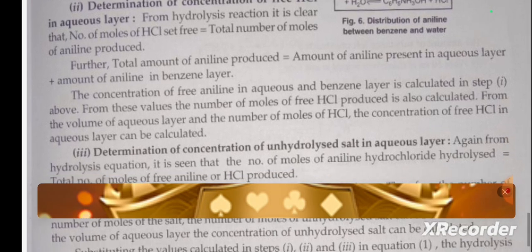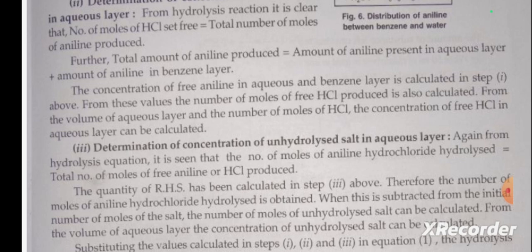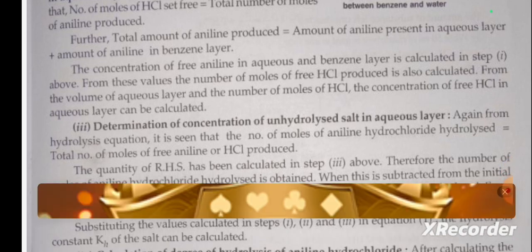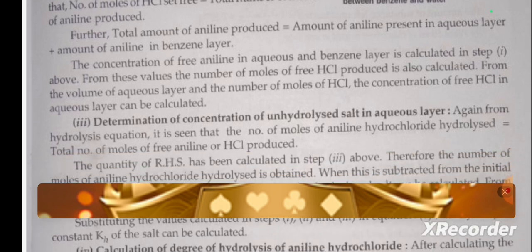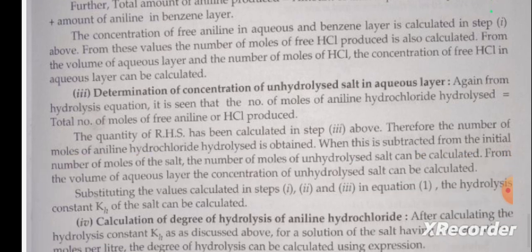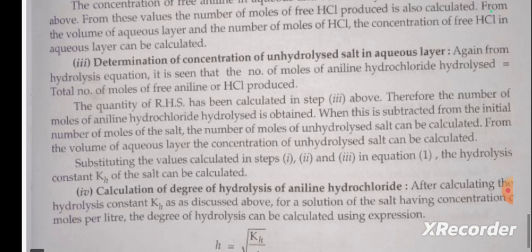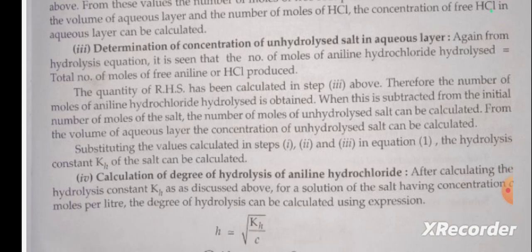Determination of concentration of the free HCl in the aqueous layer. From the hydrolysis reaction, it is clear that the number of moles of HCl set free is equal to the total number of moles of aniline produced. The total amount of aniline produced is equal to the amount of aniline present in the aqueous layer plus the amount of aniline in the benzene layer. The concentration of free aniline in the aqueous and benzene layers is calculated in step 1 above. From these values, the number of moles of free HCl produced is also calculated. From the volume of the aqueous layer, the concentration of free HCl in the aqueous layer can be calculated.